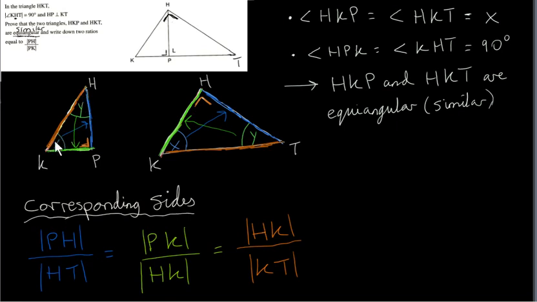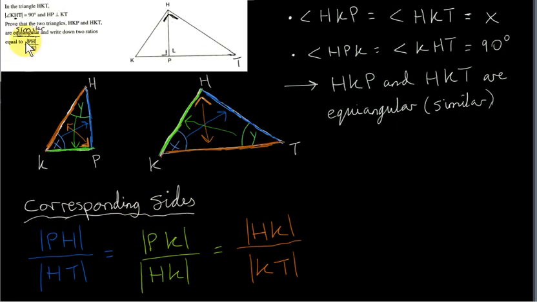Finally, we take the side corresponding to the right angle in the small triangle. That side is HK, and the side corresponding to the right angle in the large triangle is KT. So we take HK and divide by KT. So we have three ratios here that are equal. So this is a theorem that I prove in another video. I won't prove it here.